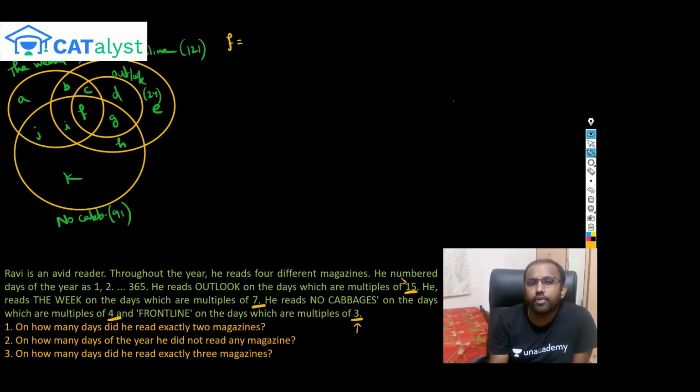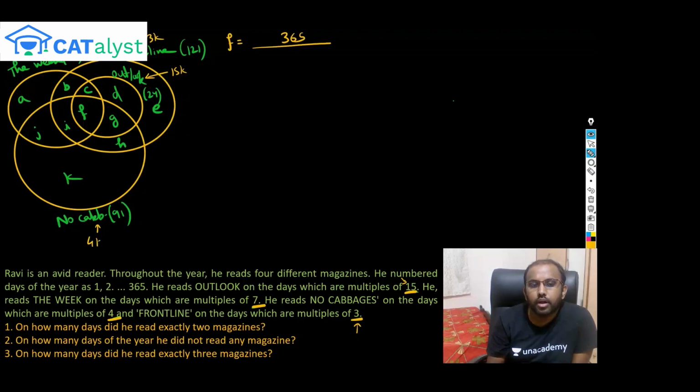So basically F is like total there are 365 days and F means common part of all 4. Basically the week is a multiple of 7. I'm reading multiple of 7. Frontline in multiple of 3. Outlook in multiple of 15, right? Yes, Hannah. And then this in multiples of 4 here, right? This in multiples of 4.